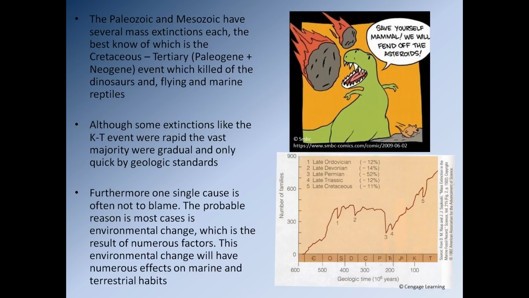So the Paleozoic and the Mesozoic have several mass extinctions each. And of course, the best known is the Cretaceous Tertiary mass extinction. And of course, that's the one that killed off the dinosaurs, the flying reptiles, and the marine reptiles, not to mention the ammonites as well.